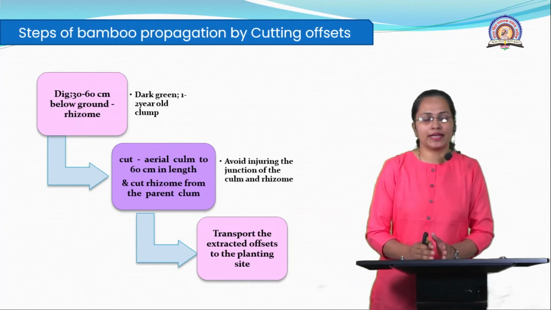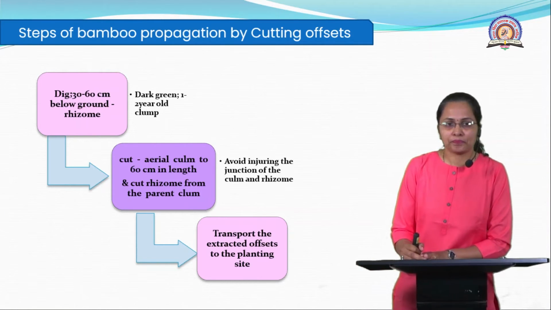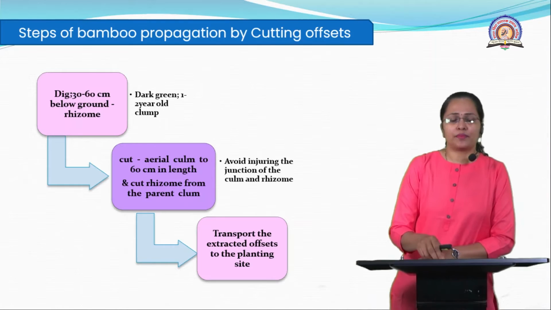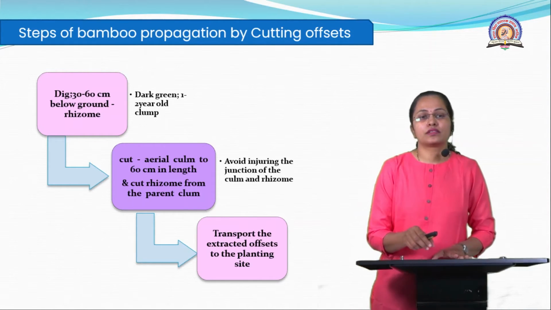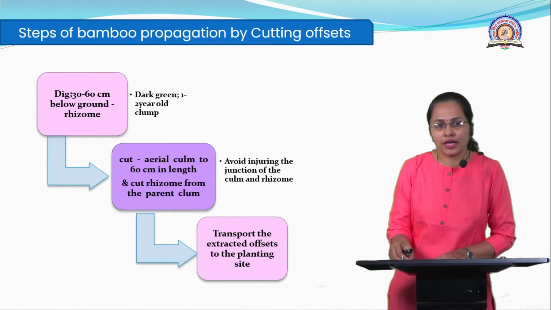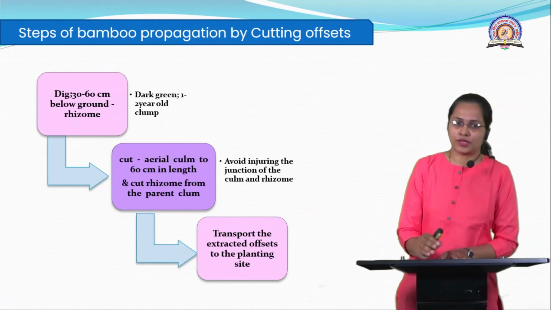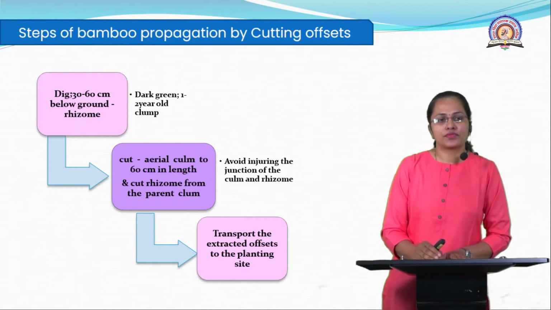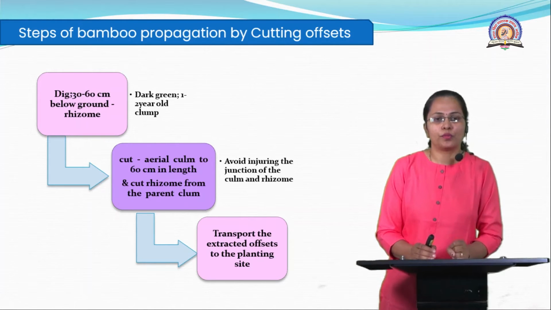In order to select the offset, we first have to see the color of the stem. If the color of the stem is dark green and the stem is from a 1 to 2 year old clump, then and only then we select that offset. After selecting the offset, we have to dig out and take that rhizome properly.